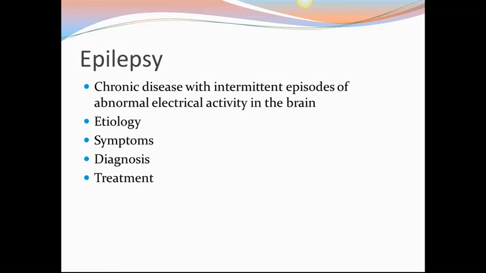Epilepsy is a chronic disease with intermittent episodes of abnormal electrical activity in the brain. The etiology can be brain tumors with neurological disease or scar tissue due to trauma or stroke. Some cases are unknown. Some cases are from infection, drug abuse, or tumors. Symptoms of epilepsy are convulsions or seizures. There are 3 different types of seizures. There's petit mal, grand mal, and status epilepticus. The diagnosis for epilepsy is usually EEG, CT scans, and cerebral angiograms. And the treatment is anticonvulsant medications.